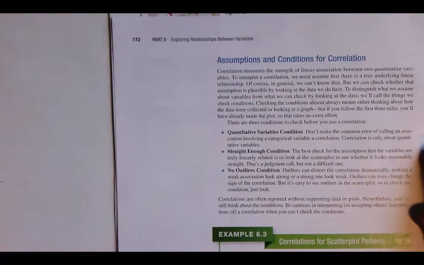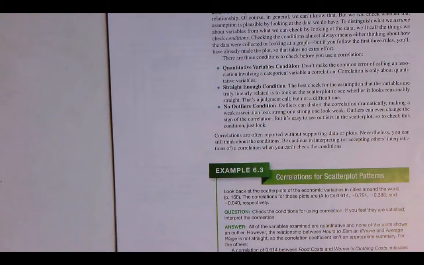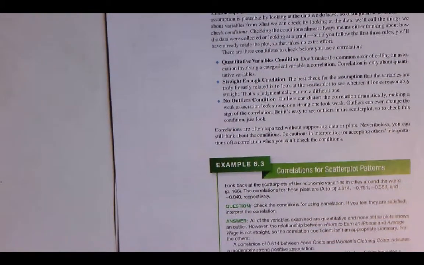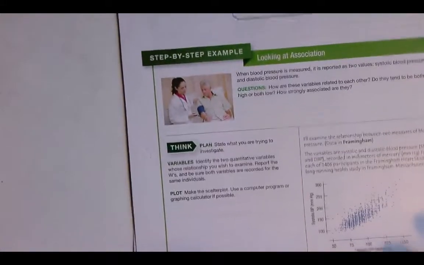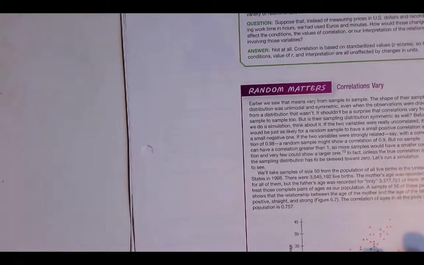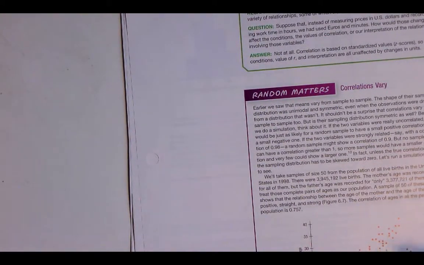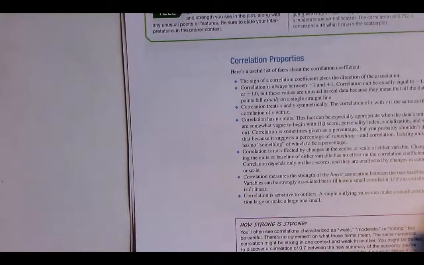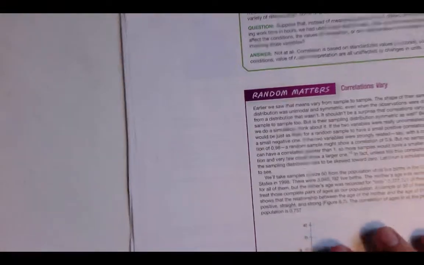The book is really helpful in terms of thinking about assumptions and conditions when we start using statistical methods. And that's true here for correlation as well. Here we need the quantitative variable condition to hold, the straight enough condition to hold, and the no outliers condition. And there are several examples, as usual in the book, that talk about this in ways that will really help with those aspects. There's also a good summary of the properties of a correlation, which is something you should really focus on in terms of your notes.